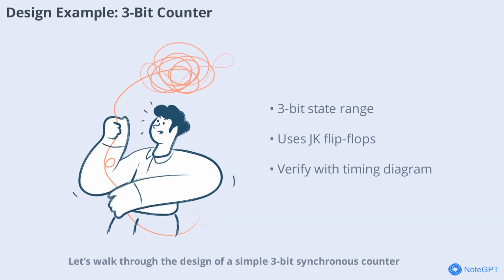Let's walk through the design of a simple 3-bit synchronous counter. We start by defining the states, which range from 000 to 111. Next, we create a state table showing how the counter transitions from one state to the next with each clock pulse. Using JK flip-flops, we determine the required logic for each flip-flop input. Finally, we draw the circuit diagram and verify its operation using a timing diagram.